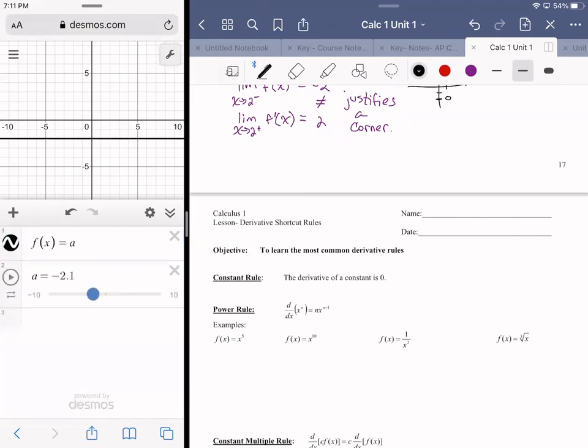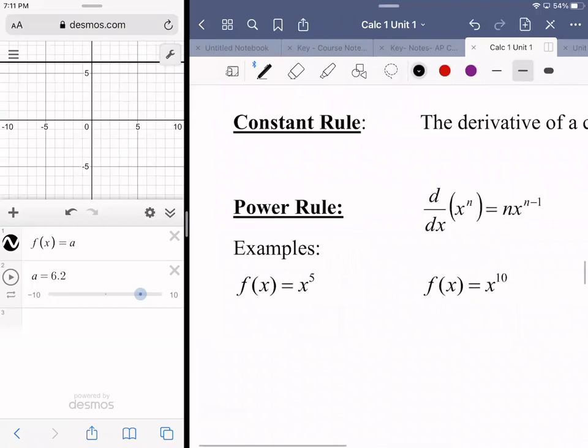So no matter where I put it, f of x equals 0.7 or -4.3 or -9.2, it's always going to be a horizontal line. And the slope or the derivative will always be equal to 0. All right. So the power rule.